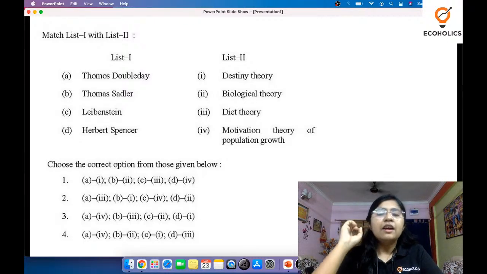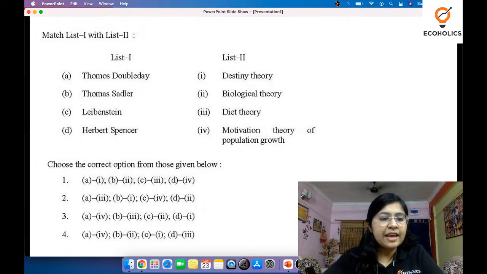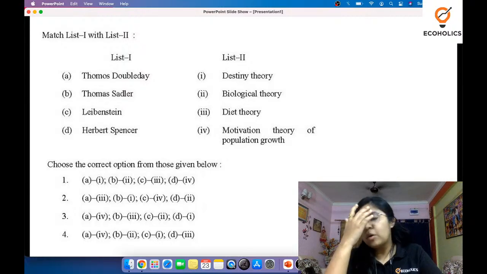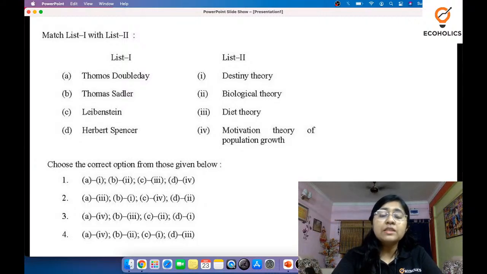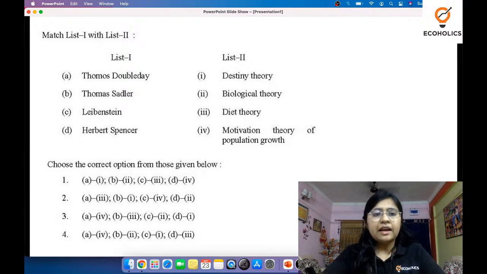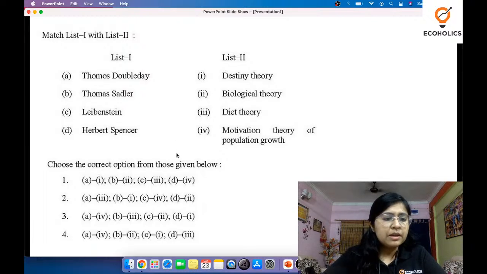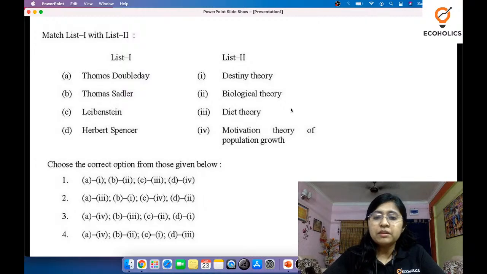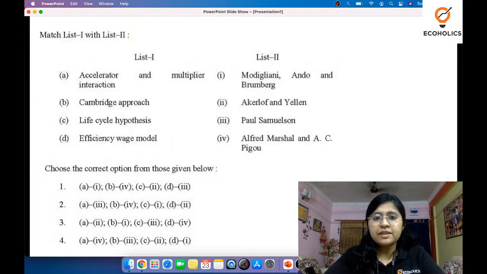Yes, Thomas Doubleday with which theory? Of course, the diet theory, right, where Thomas Doubleday had mentioned that food supply is going to be the emphasizing factor on how the population increases or decreases. The availability of food supply is a major factor, and which of course represents later the diet theory, right? So this is something that, and of course then there are various others, a single identification can make your answer correct, right? And of course these are the 4 major topics, right?